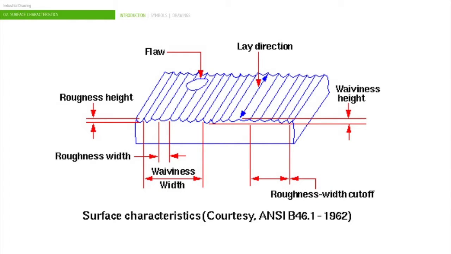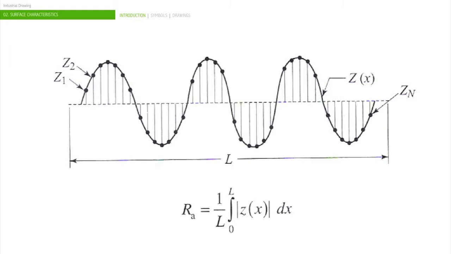Roughness height is one of the major parameters for quantification of surface roughness. There exist different patterns for defining roughness height. First, the average roughness index or height. It is the height obtained by dividing the area between the roughness profile and the mean line by the evaluation length.